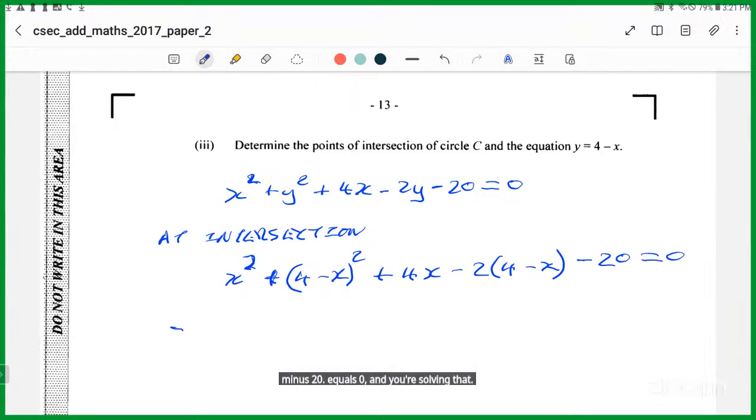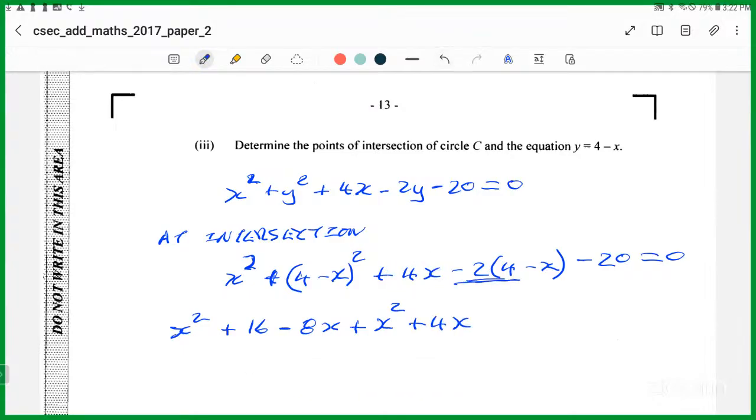So this is just x squared here. Expand this out. 4 squared is 16. Then twice the product of the 2 becomes minus 8x. And this term squared becomes plus x squared plus this 4x. Then minus 8. And then minus 2 times minus x is plus 2x. Minus 20 equals 0. Let's consolidate now.